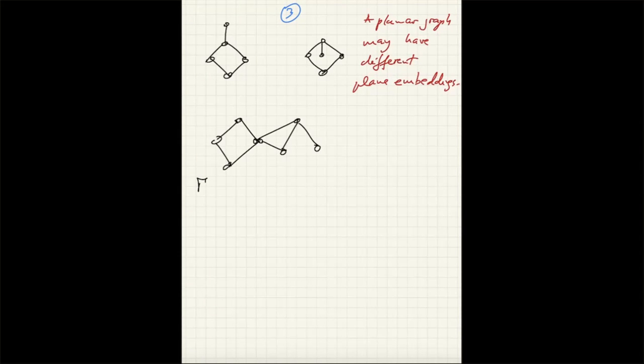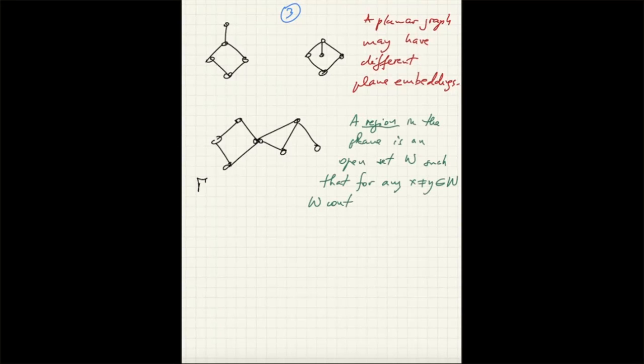First I want to define what a region is. A region in the plane is an open set, let's call it W, such that any X and Y distinct points in the set contain a curve from X to Y within W.